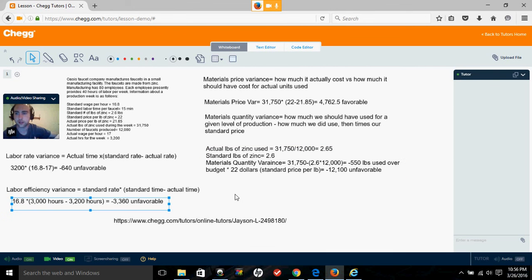Now, that's the basics of variances. It's not too hard when you think about it. You just gotta think, how much did we actually spend versus how much should we have spent? How much did we actually use versus how much should we have used? And that's the basics of variance. That's all you need to know about them. It's just a matter of practice.